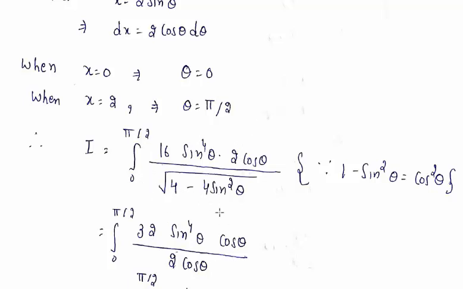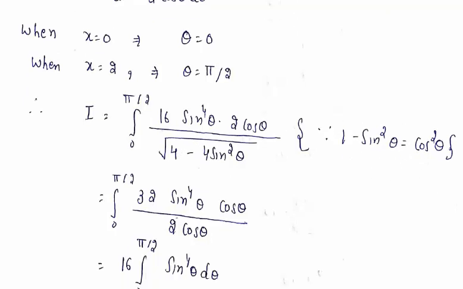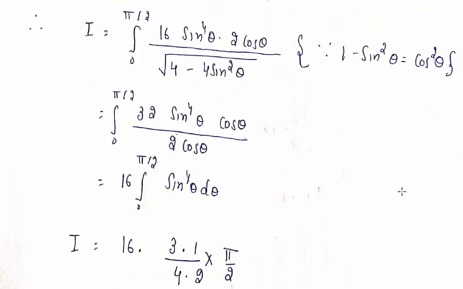From this whole term, if we take 4 as common, then under root 4 is written as 2. And here the remaining term is 1 minus sine square theta. And we know that 1 minus sine square theta is equals to cos square theta. So under the root, cos square theta is equals to cos theta. So this term equals cos theta.